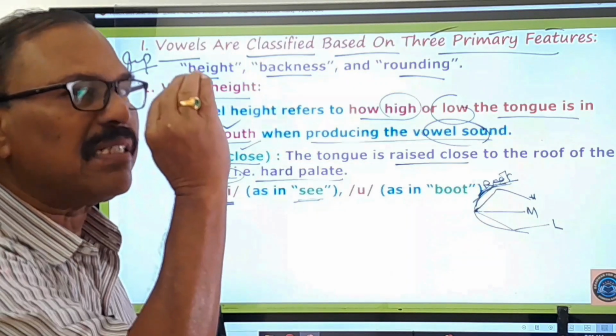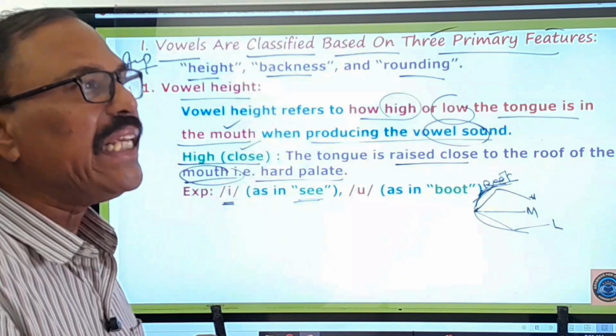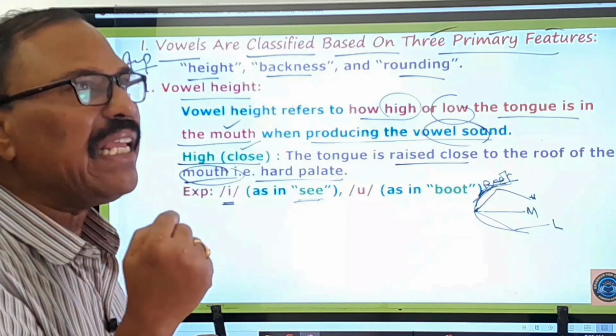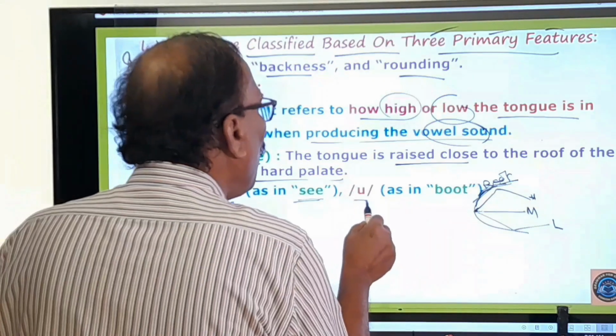The tongue is raised now above, high to the roof of the mouth. E. When you say E, you observe where the tongue is. Okay, you can understand this.